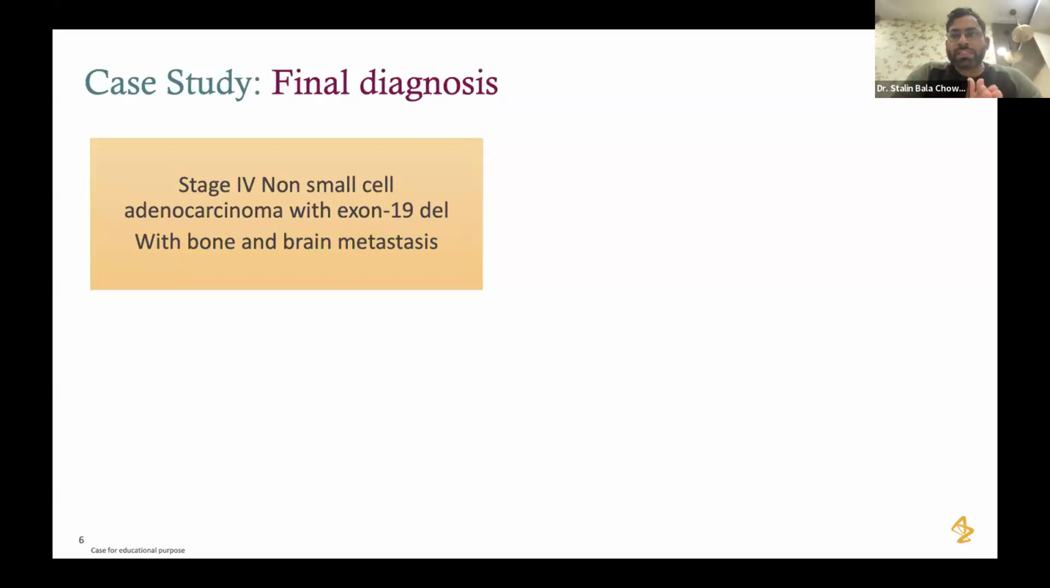So coming to this case proper, this is a stage 4 non-small cell lung adenocarcinoma with exon 19 deletion with bone and brain metastasis, a typical common case we see in our routine practice. So Dr. Mahati, how do you deal with such cases? Dr. Mahati?